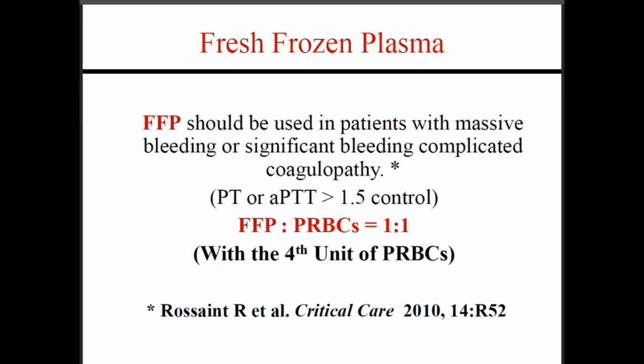Okay, so a 1-to-1 ratio. If you are giving fresh frozen plasma and packed RBCs, for example, you give two bags of blood and two bags of fresh frozen plasma, you give them 1-to-1. Okay, with the four units of packed RBC. Okay.